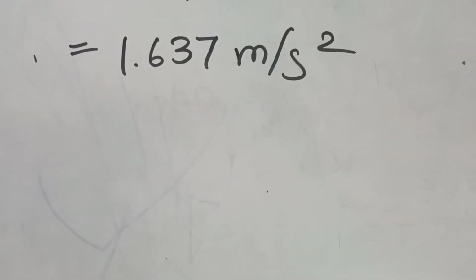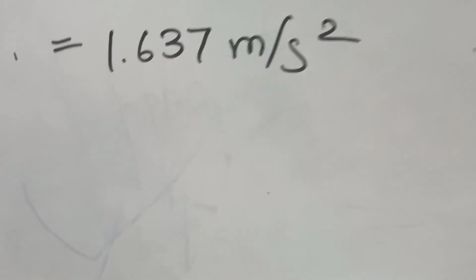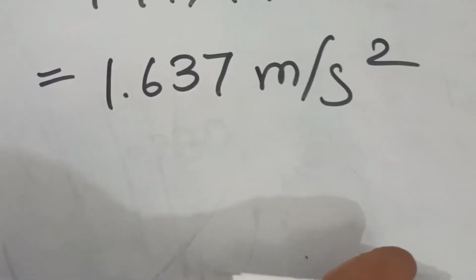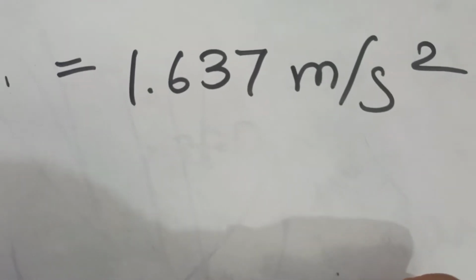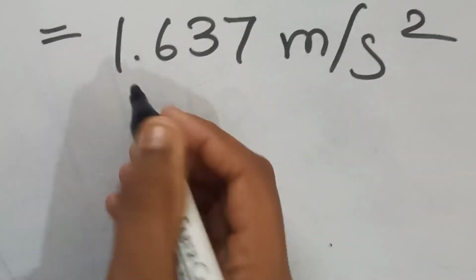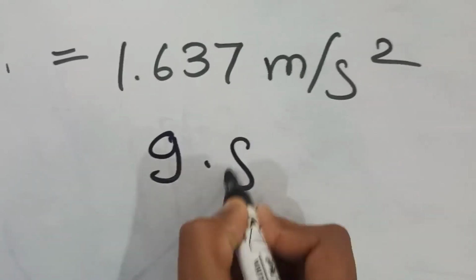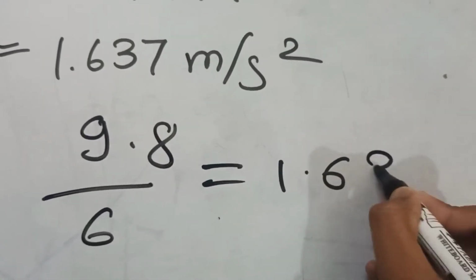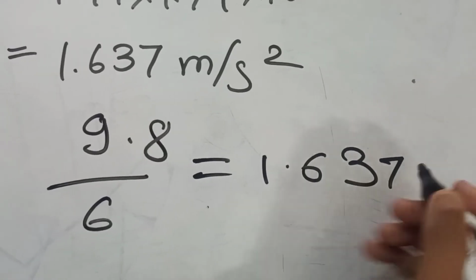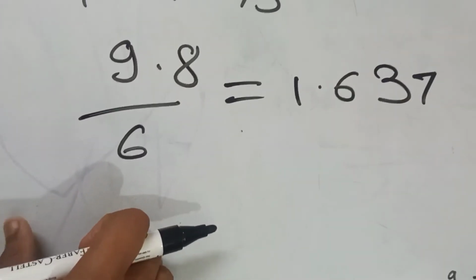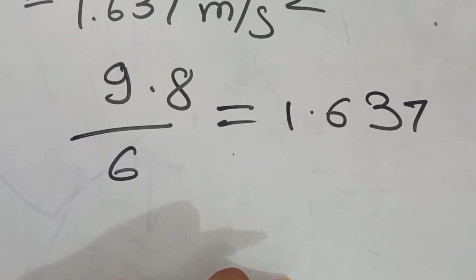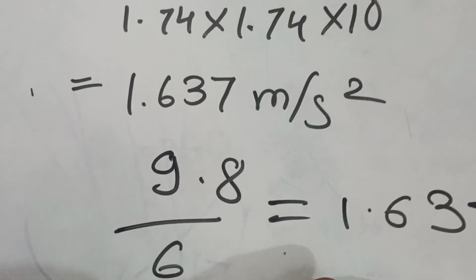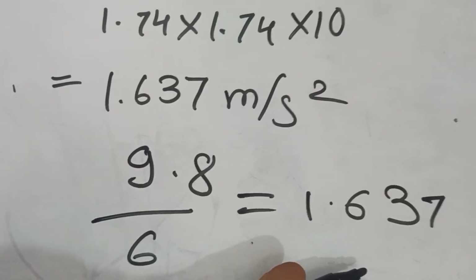Now in the question there is one more thing: which satellite do you think the gravitational force we just calculated belongs to? When you divide 9.8 by 6 you will get this exact same value, 1.637. So which satellite's gravitational force is 1/6 of the Earth's? We all know, the Moon. So the gravitational force we just calculated is of the satellite Moon.